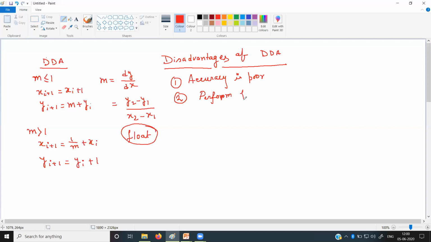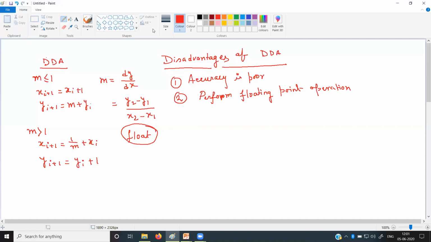We need to perform floating point operation. So floating point operation requires more cost compared to the integer operation. So these two are the major disadvantages of the DDA algorithm. Fine. So I think now it is clear what the equations for the DDA are, how we can compute the points on the line segment, and what the disadvantages of the DDA algorithm are.